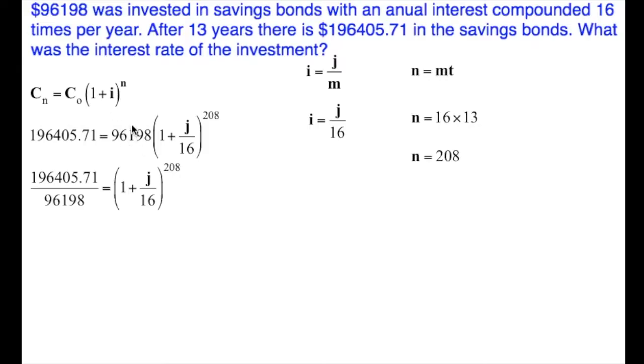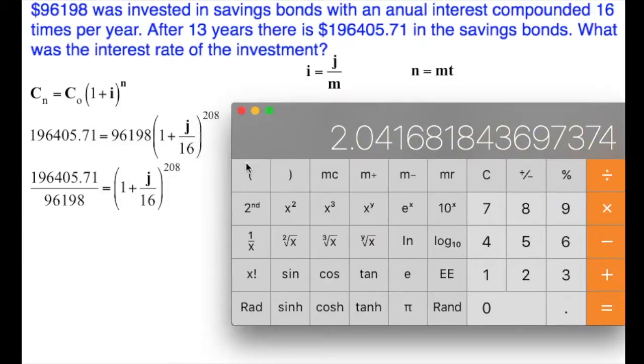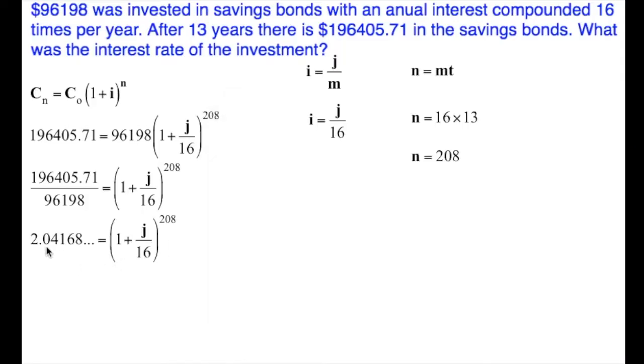When I divide the right-hand side by that, it just cancels, it gives me 1. When I divide the left-hand side, we get this division: 196,405.71 divided by 96,198 is equal to 2.041681, and it goes on for a while. Keep that number in your calculator, you need it. You don't want to round this. It is equal to 1 plus j divided by 16 to the power of 208.